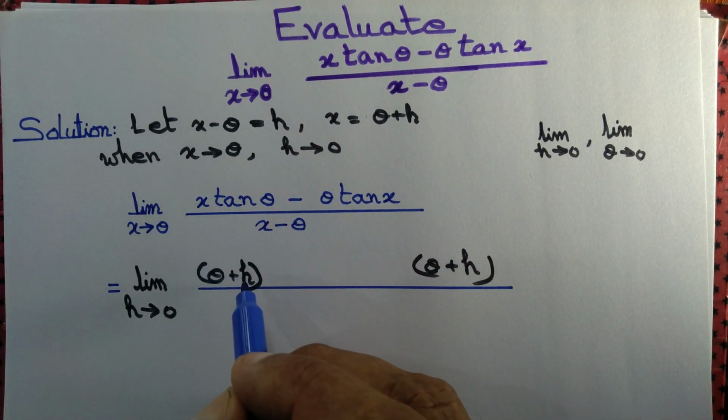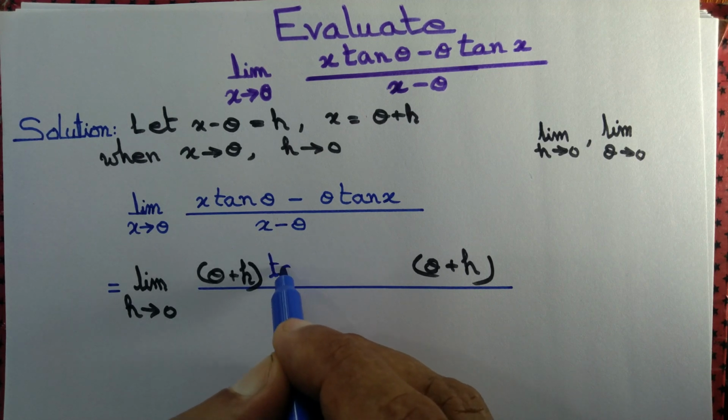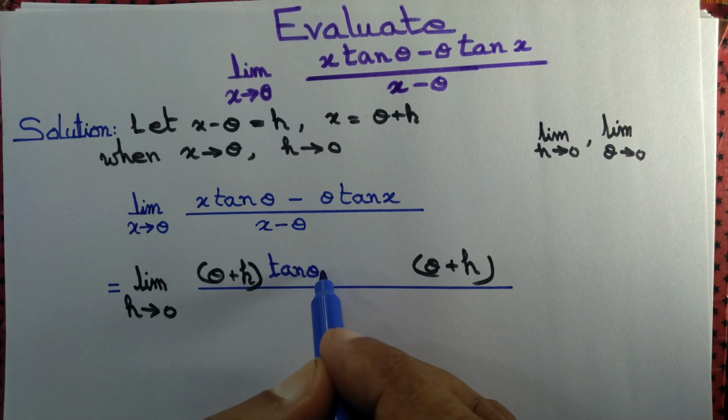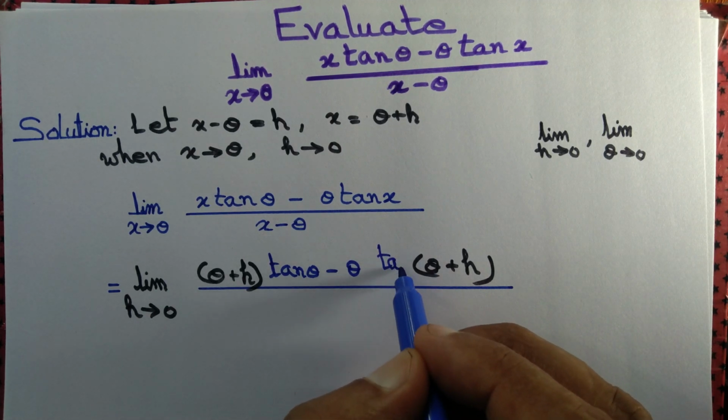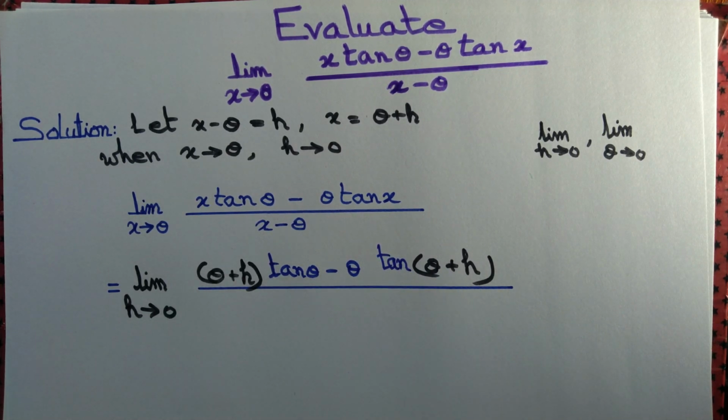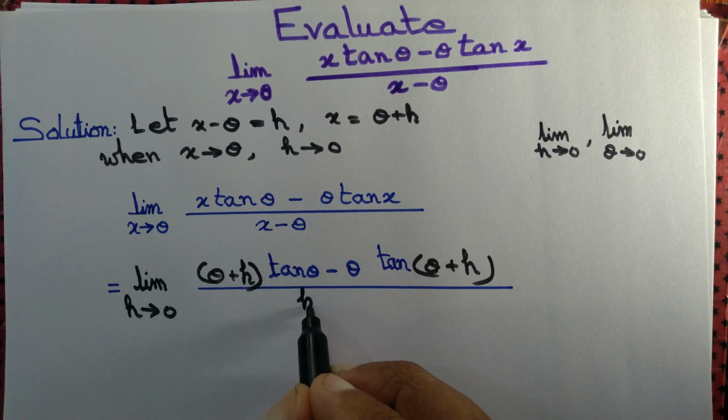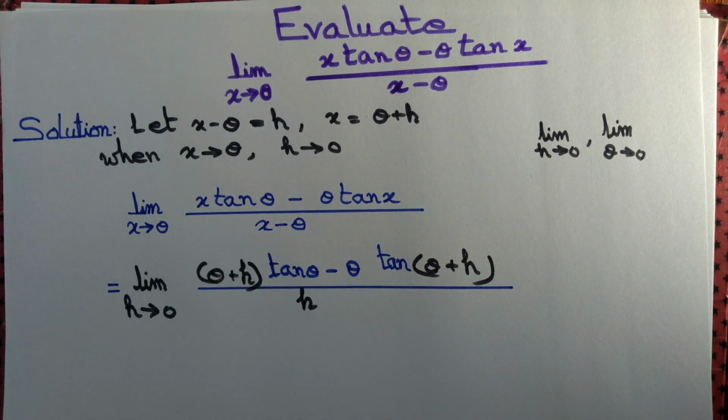So instead of x, we wrote theta plus h. Tan theta we copy as it is. Minus theta we copy as it is. Tan we copy as it is. So tan of theta plus h. Since x minus theta equal to h, we can write denominator simply equal to h. Now can we compute the limit? Limit h tends to 0, that's fine, but still we are not getting some formula here.